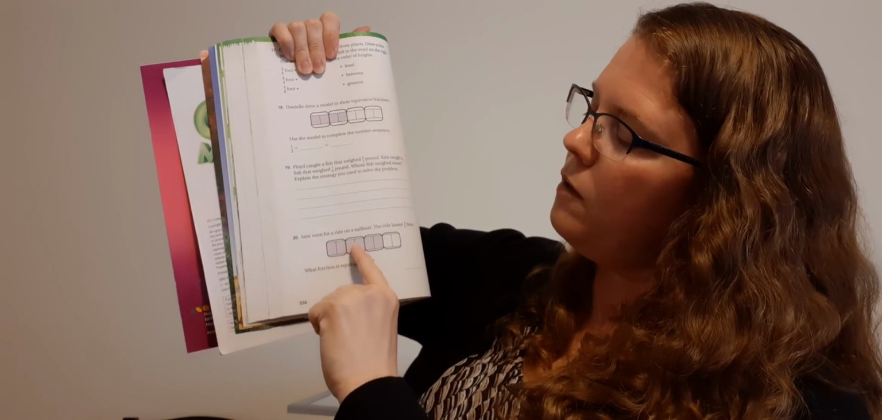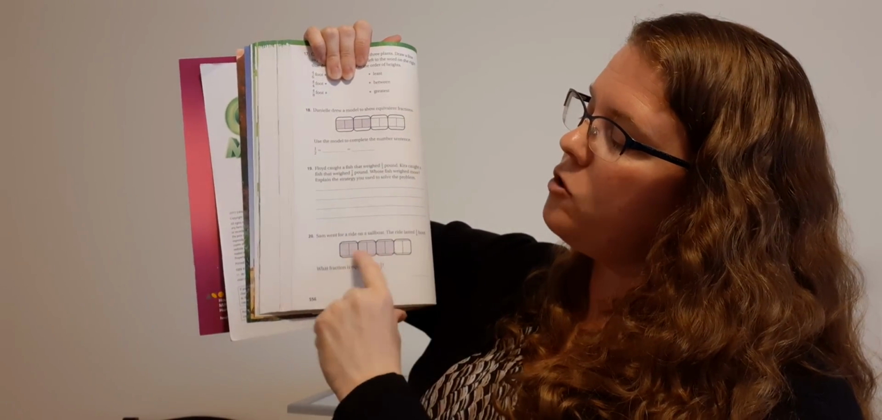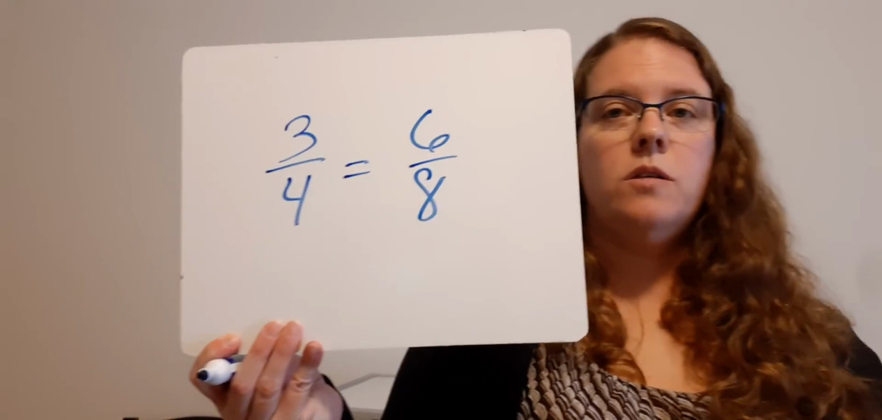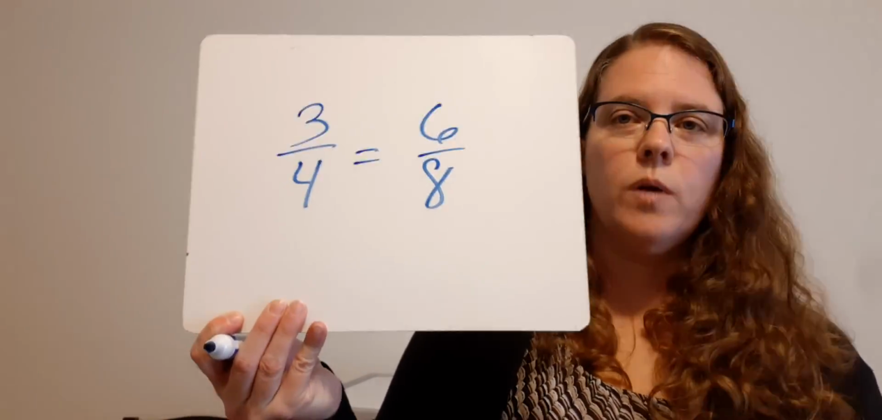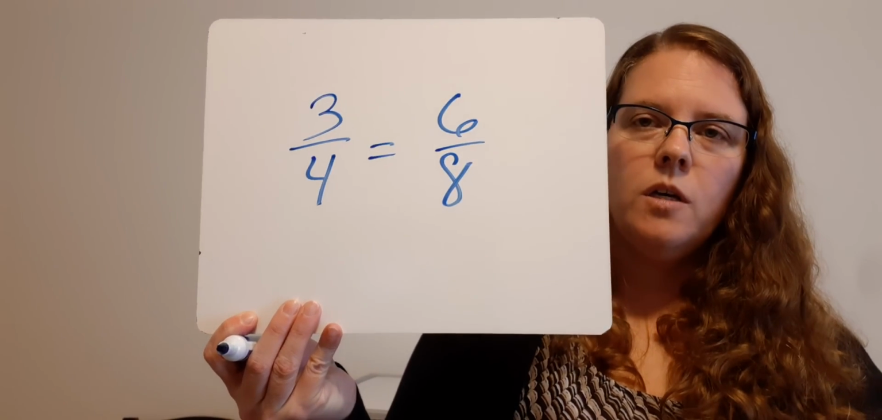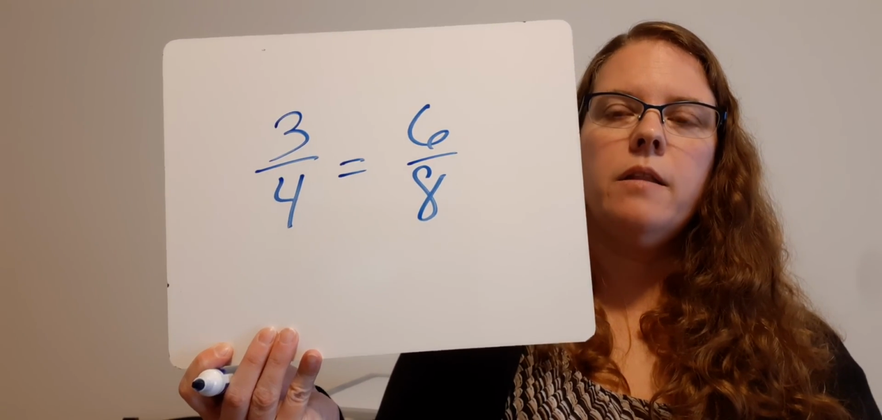Now look at these littler ones. 1, 2, 3, 4, 5, 6, 7, 8. So they also broke it into eighths. But how many of those eighths are shaded in? 1, 2, 3, 4, 5, 6. So 6/8. So 3/4 is equal to 6/8. Okay, so that's what I want you to write. You can just write 6/8 on the line there. Okay, so 3/4 is equal to 6/8.